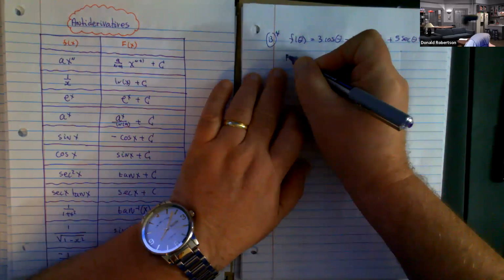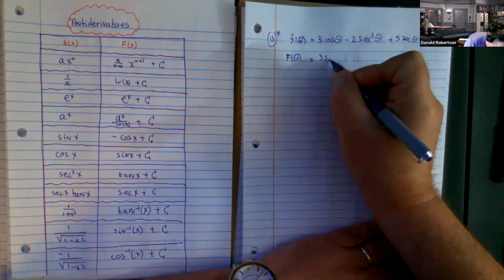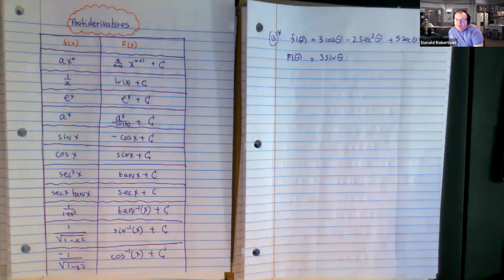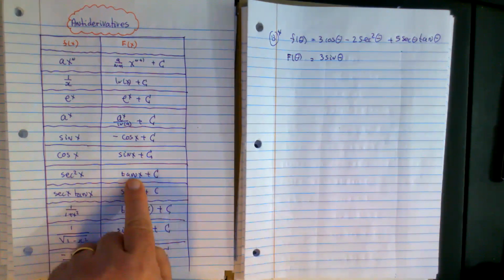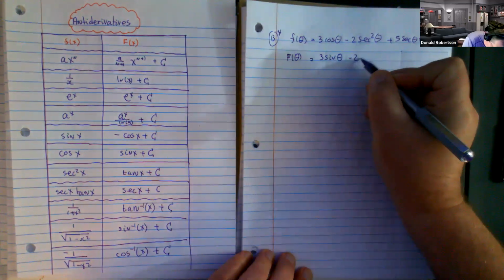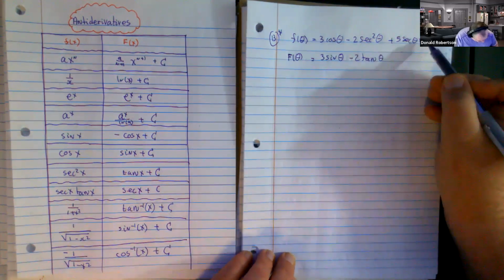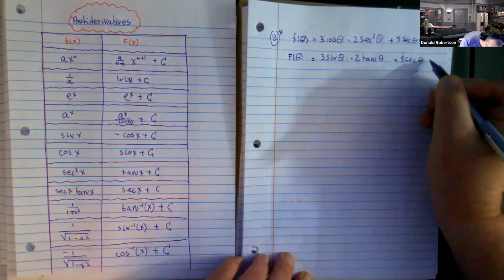So capital F of theta. 3 cosines become 3 sine thetas. What will -2 secant squared thetas get you? What is the antiderivative of -2 secant squared? -2 tangent. There you go. And 5 secant tangents just get you 5 secants. And then just remember to finish with your plus c.